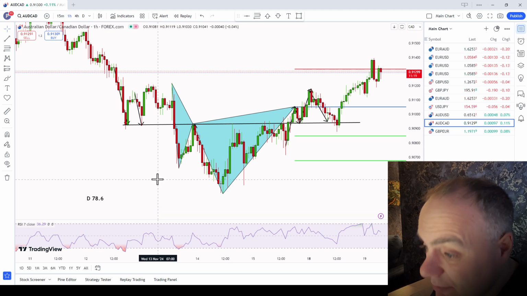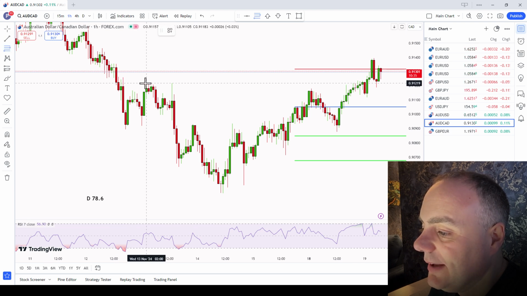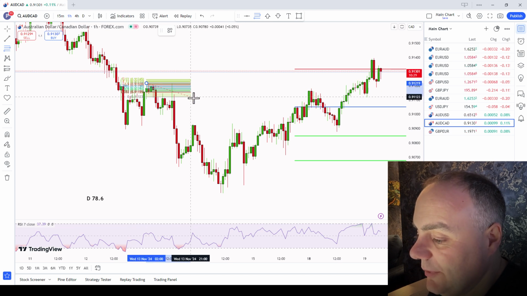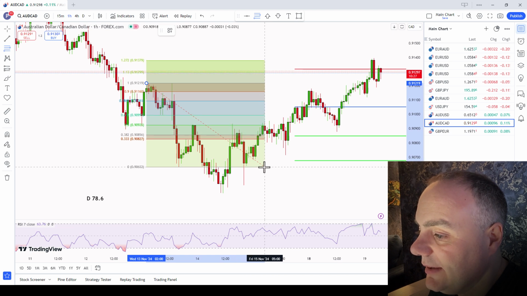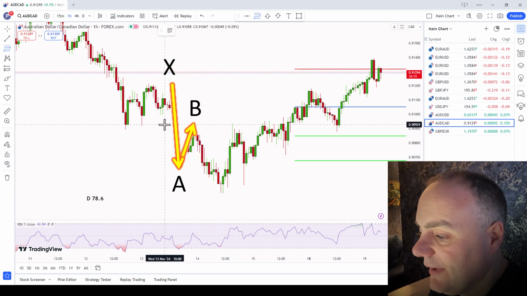I love coffee. What I want to have a look at today here on the AUDCAD is we have a cipher pattern, one of the Fibonacci ratio patterns. If we have a look here, and I'm going to do this really quickly, so if you want to rewind the video just to double check a few things, you can. We have here, that would be our X to A leg, it's the 50%, which means it would be a valid cipher.